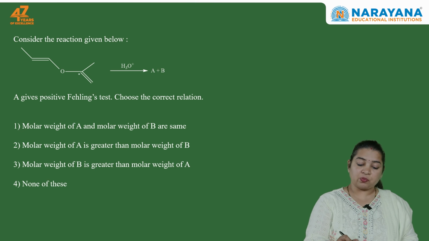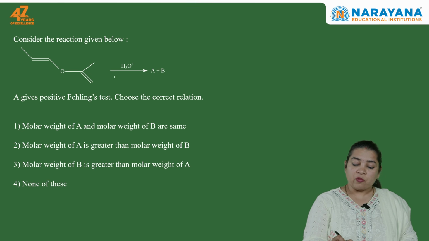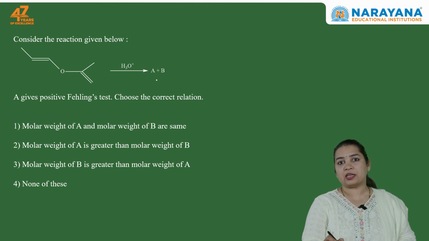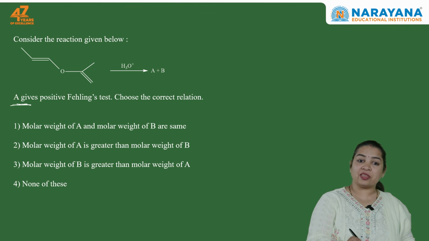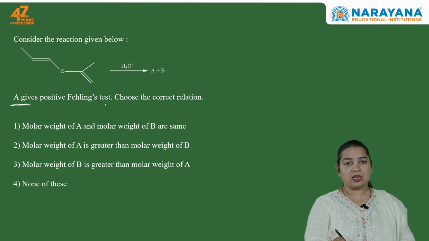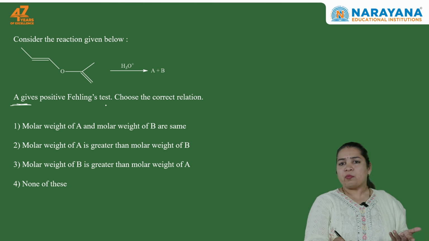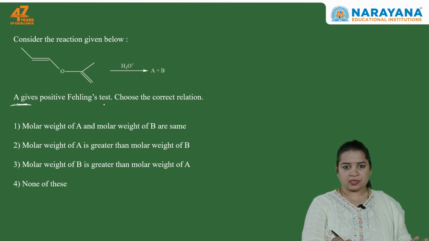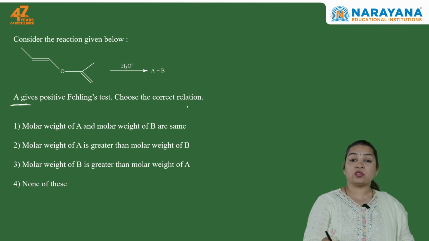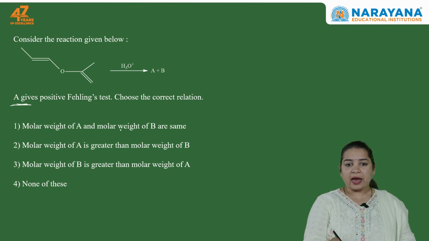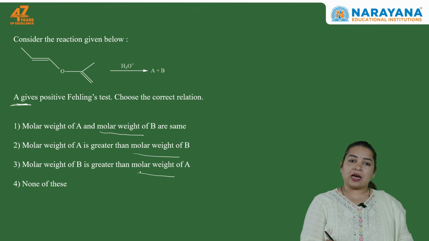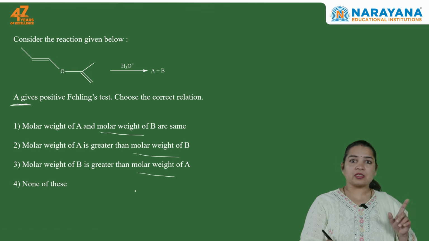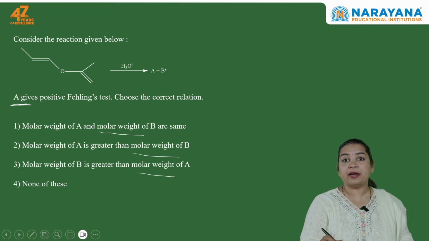It says this particular compound on acidic hydrolysis, as H3O plus is given, splits into two compounds A and B. About A and B, they are giving us a condition that A gives a positive Fehling test. So by default we will consider that B probably does not give the Fehling test. Now with respect to that, we have to select the correct relation, and as I have already read, molecular weight comparison is asked in these options. So first we need to identify what A and B are.